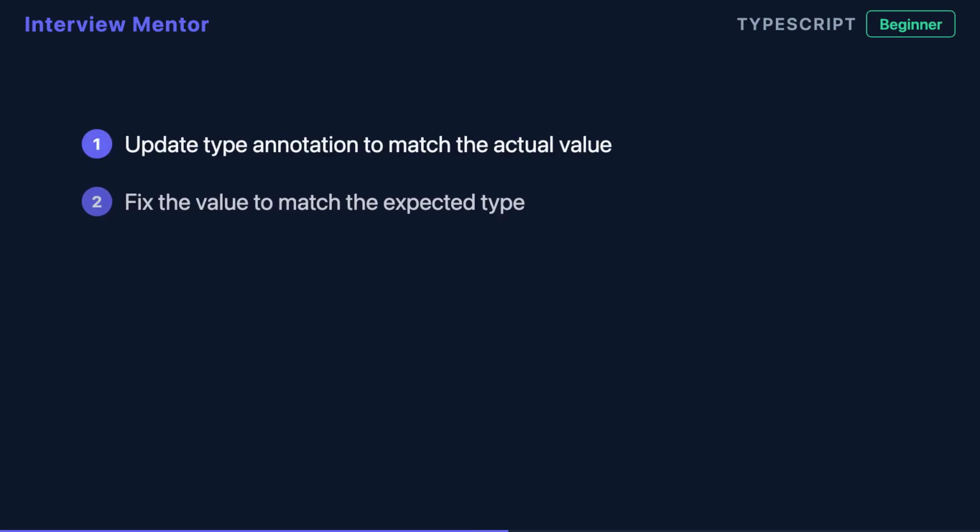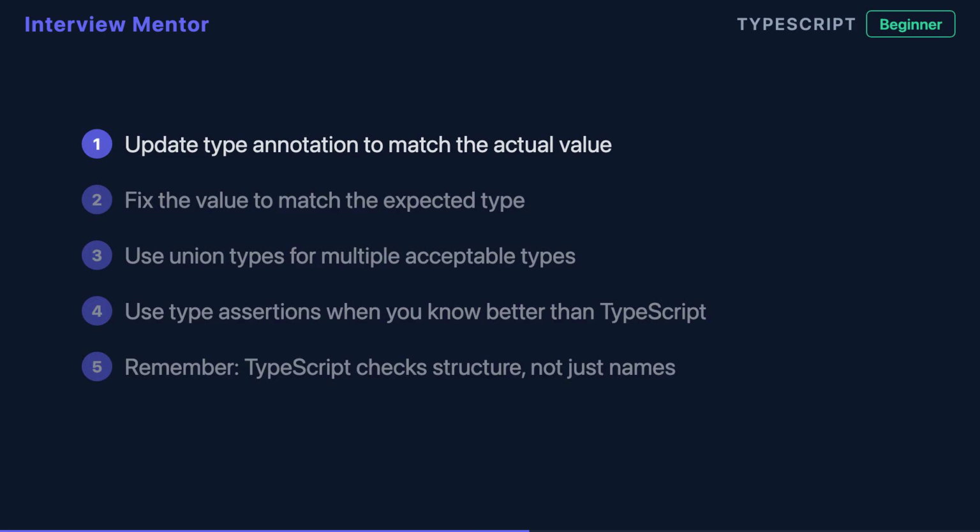So how do you fix it? First, update your type annotation to match the actual value. Second, fix the value itself to match the expected type. Third, use union types if the variable should accept multiple types. Fourth, use type assertions if you're certain the type is correct, but TypeScript can't infer it. And remember, TypeScript uses structural typing, meaning it cares about the shape of your data, not just the type name.